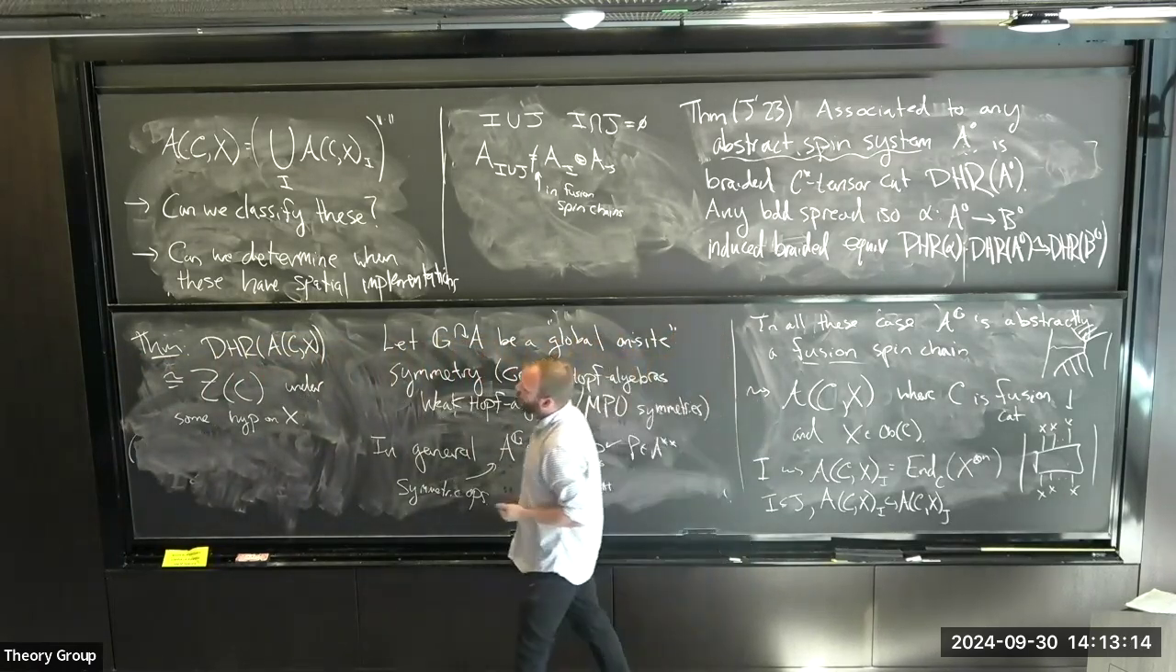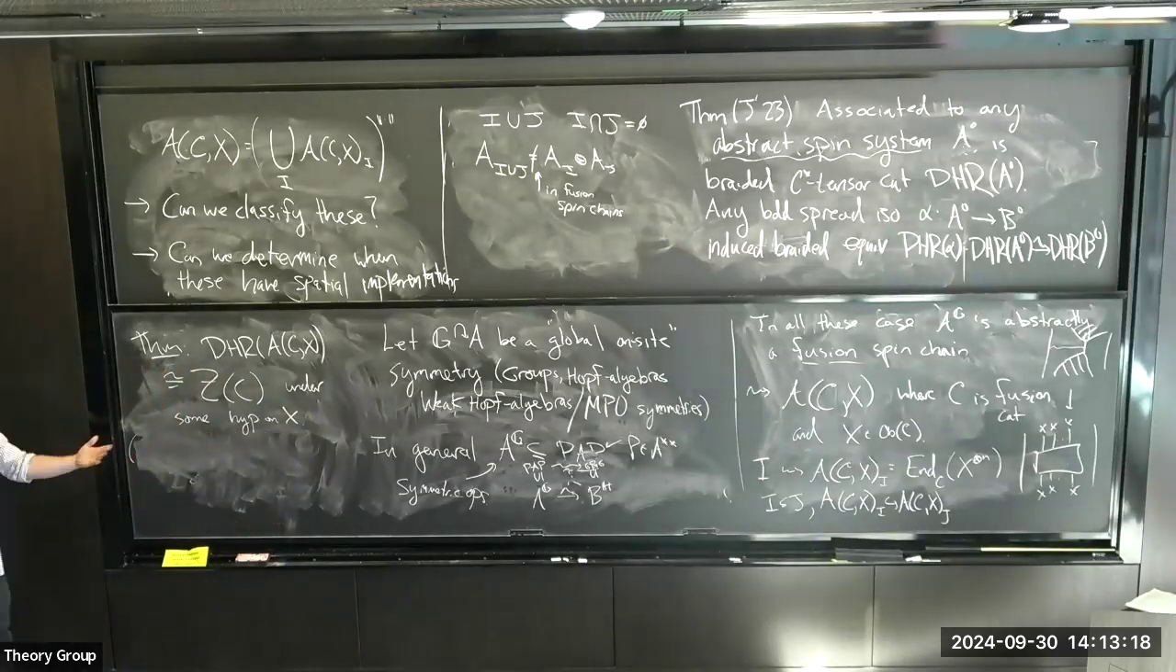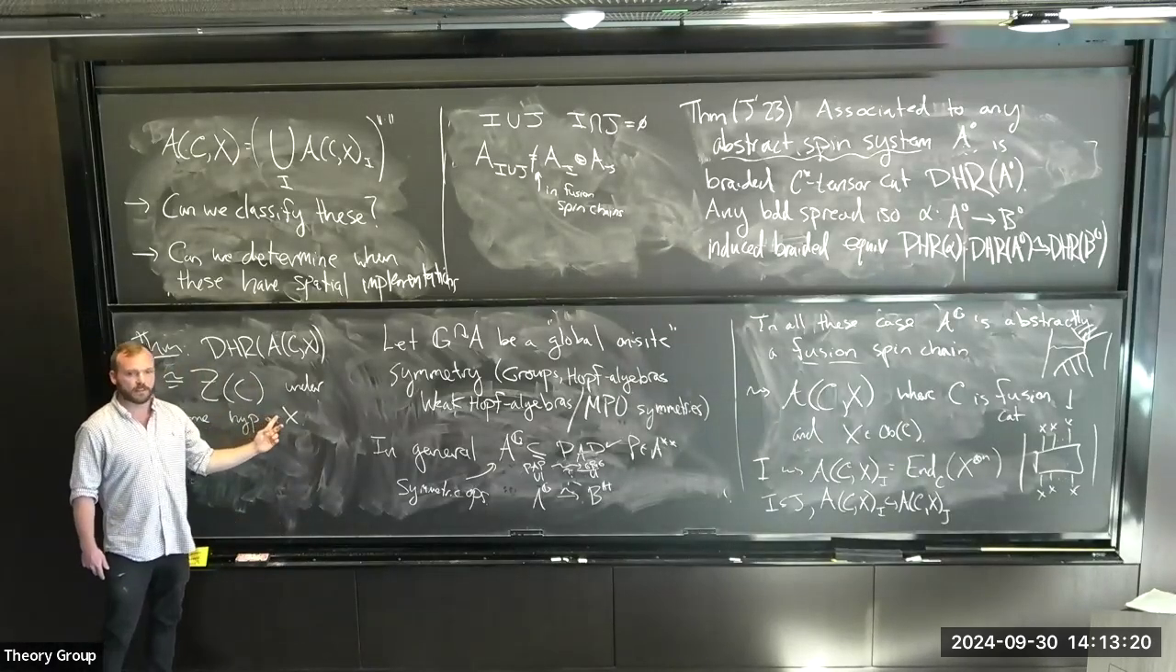Okay, and so, for example, if you're looking in the category Rep G of a finite group, then the left regular representation is such a thing that satisfies this hypothesis.